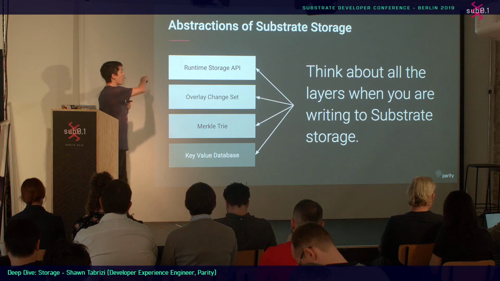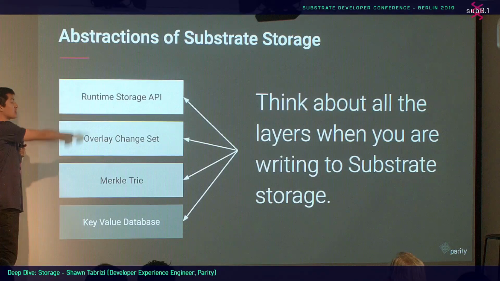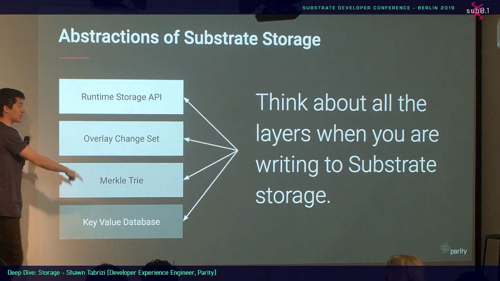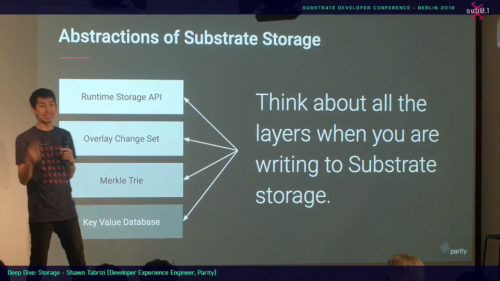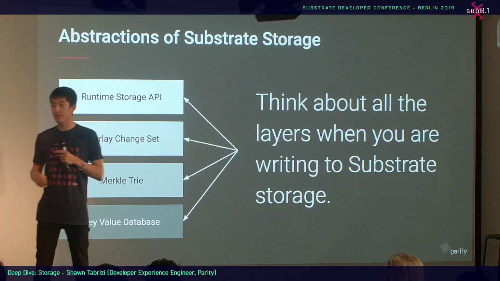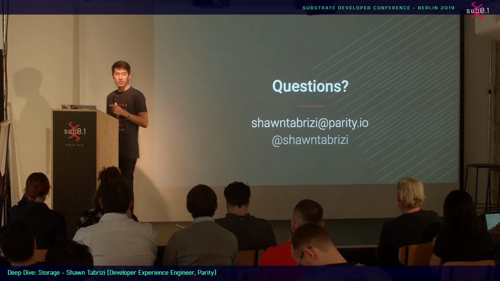That you're working probably mostly in this runtime storage API, but it has ramifications and impacts to all the lower levels. And you really need to be conscious of that to be able to make the best decisions for your network. Okay, and that's what I have to say. Any questions?